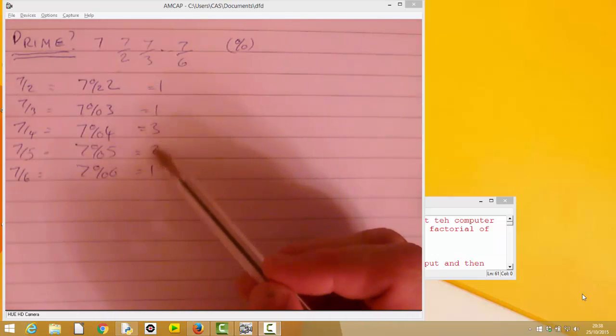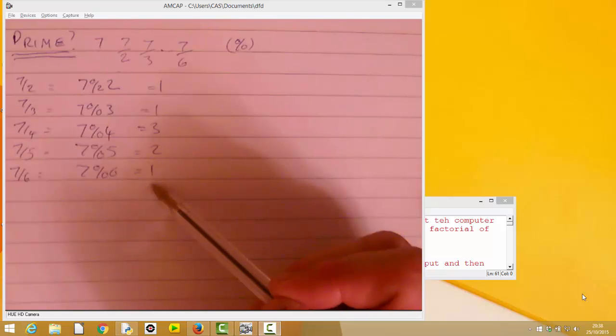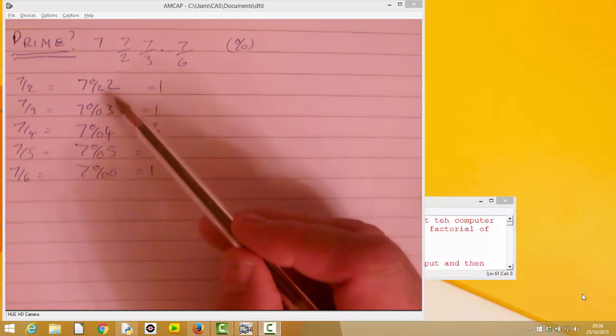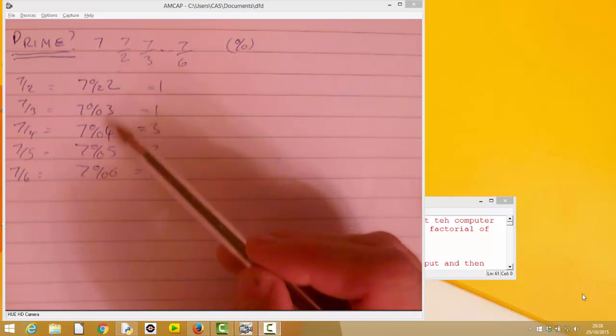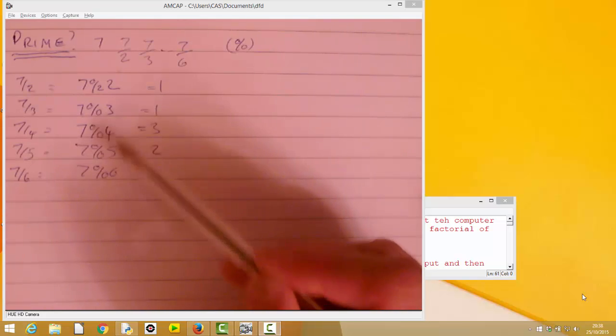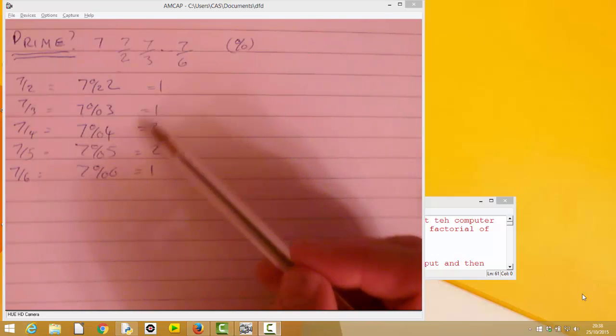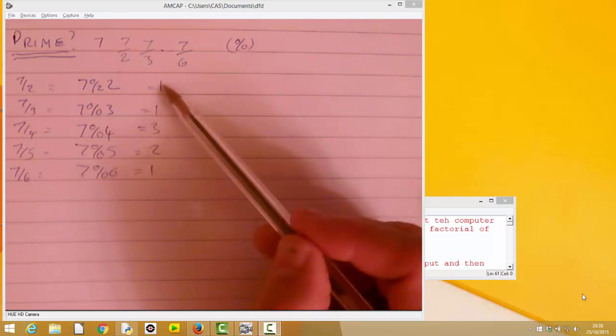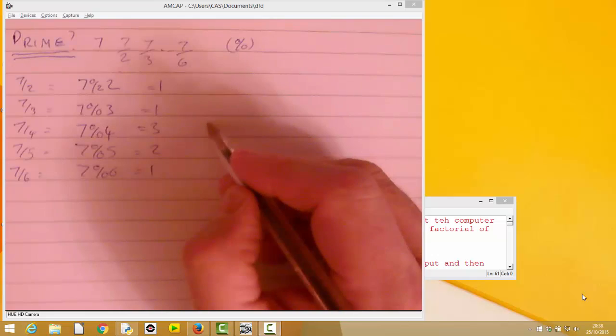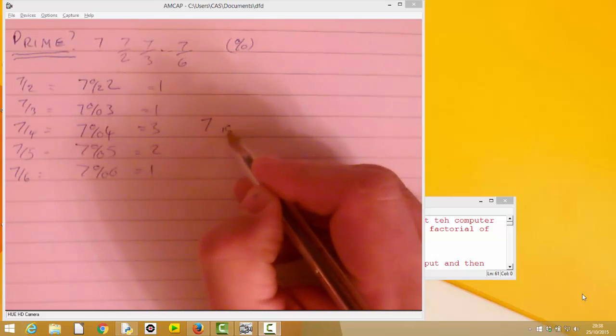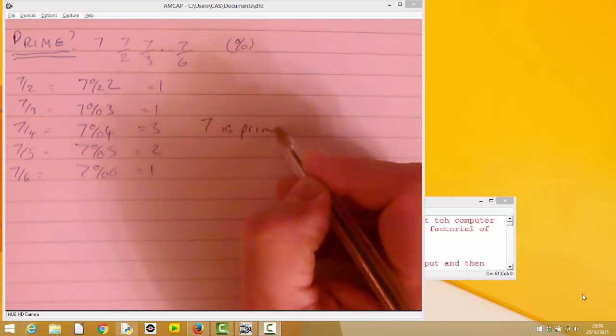So because all of these were non-zero, I can see that as I try to divide 7 by 2, 3, 4, 5 and 6, i.e. all the numbers except 1 and 7, none of them went in, because it all gave me a remainder. So what can I conclude from that? 7 is a prime number.